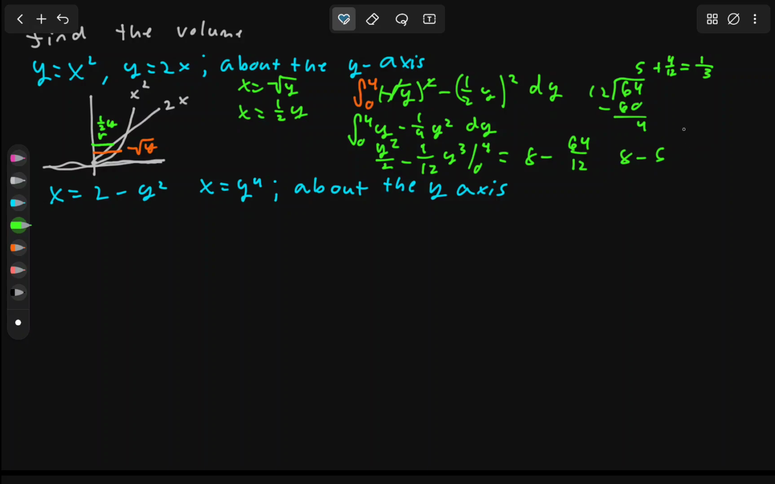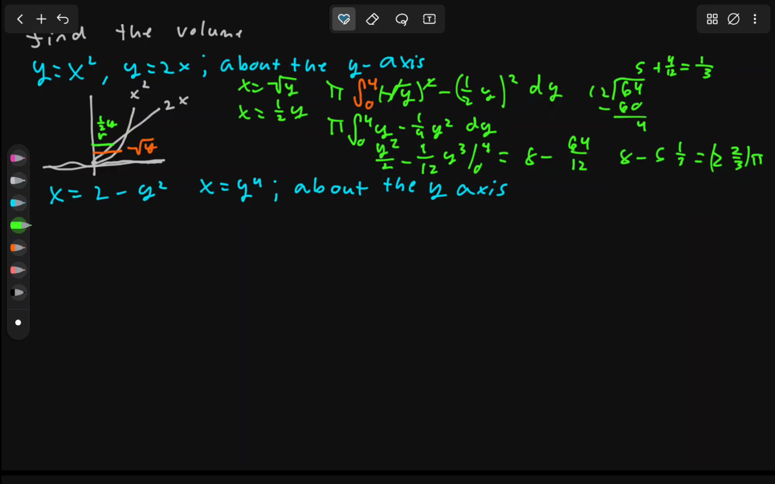After I did the math, alright, so 5 1/3, so that would be 2 and then 2/3. However, we did forget one important detail. We forgot to multiply by pi. So this is going to be times pi. And that would give us our final answer.